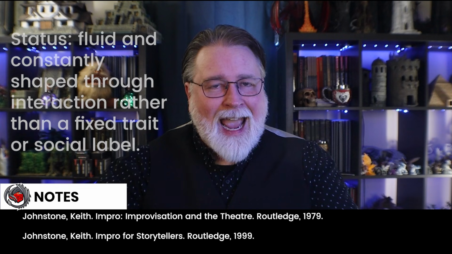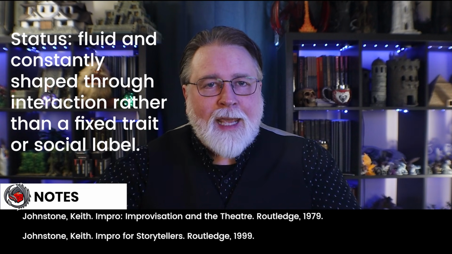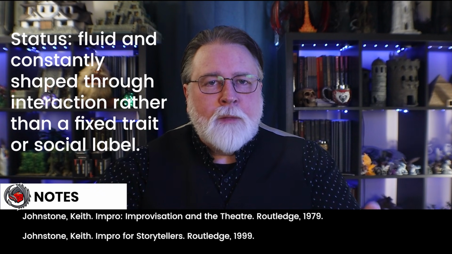Keith Johnstone's work in improvisational theater approaches status as something fluid and constantly shaped through interaction rather than a fixed trait or a social label. He shows how status is communicated through small, often unconscious behaviors. Who interrupts and who gets interrupted? Who apologizes? Who fills silences? Who avoids eye contact? Who takes up space and who waits to be addressed?